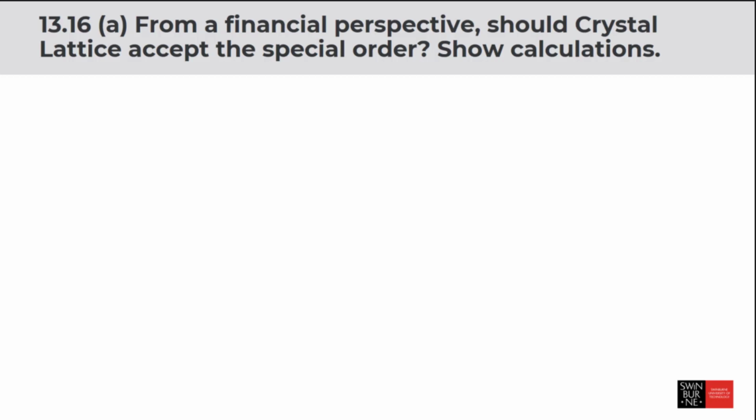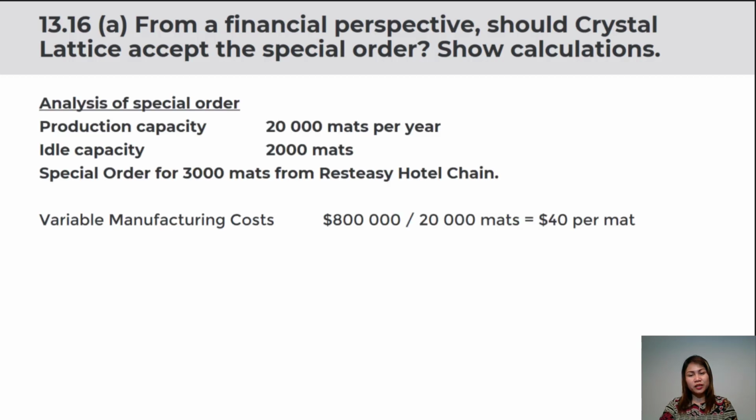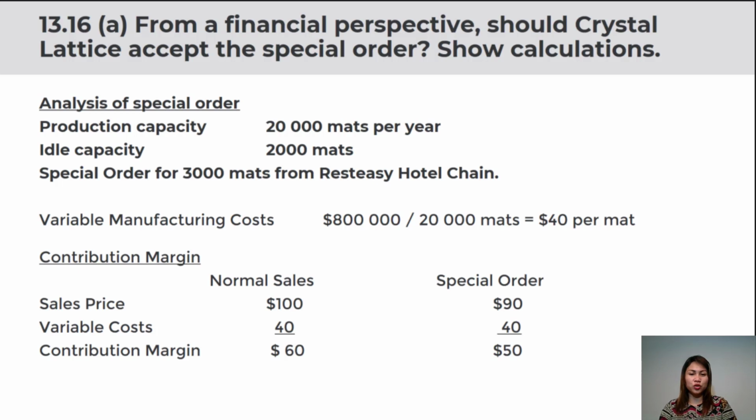First requirement is from a financial perspective, should Crystal Lattice accept the special order? So, calculation. Now, if we look at the information from the question, we have production capacity 20,000 mats per year. Idle capacity or spare capacity 2,000 mats. Special order for 3,000 mats from Rest Easy hotel chain. Variable manufacturing cost in total of 800,000 divided by 20,000 mats per year equals $40 per mat.